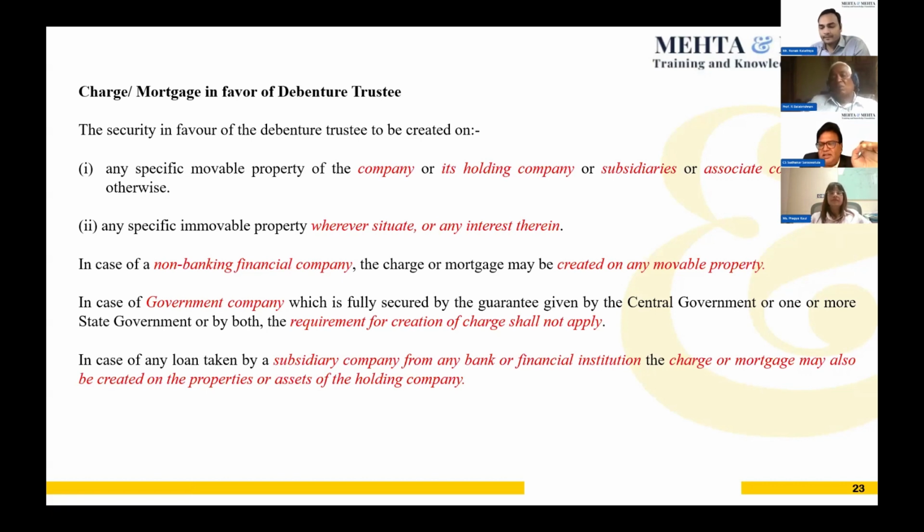Beyond 6 months, I think earlier the Registrar of Companies used to have some kind of power to give that extension, which he does not have anymore. Beyond 6 months, now you cannot create a security. In case of debentures, they will become unsecured debentures.